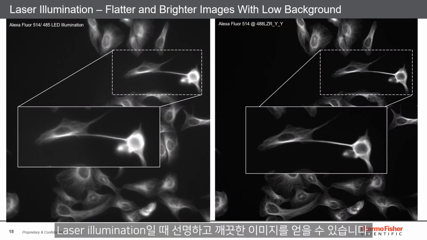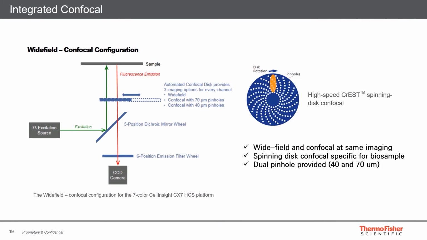This is an example of laser illumination: the same sample using LED and laser. Compared to LED, using laser illumination you can see more clearly the details of cell structures, like narrow fiber type sample. CX7 laser has confocal inside.